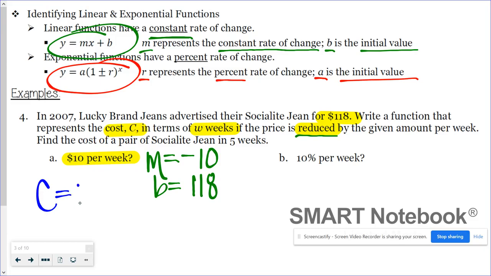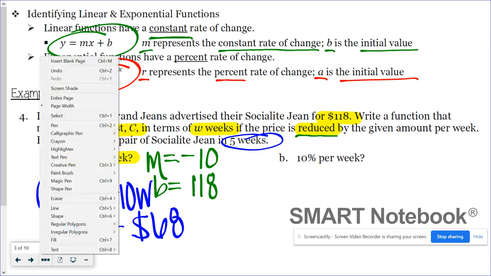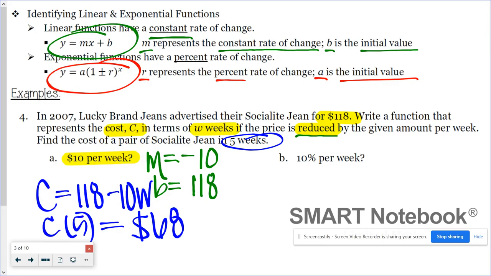So for the scenario of $10 per week, we're looking at the cost C is equal to, and if we want, we could write the initial value first, because I think that makes sense, 118 minus 10 times W for weeks. Now the directions did ask us to find the price after 5 weeks. So what is C of 5? If we were to substitute 5 in for W and calculate, we would get $68. Great.